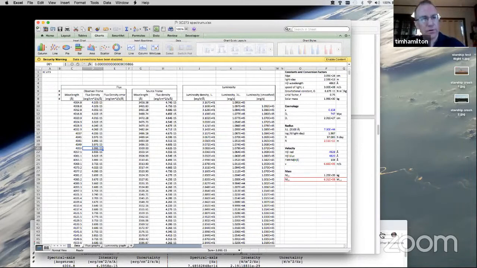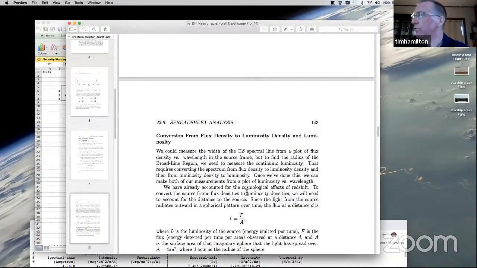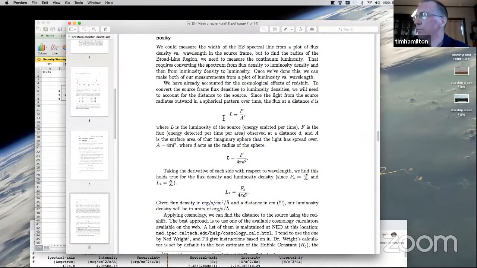And to get luminosity from flux, luminosity is the flux divided by the surface area that light is spread over. Or you can think of it in terms that the flux is the luminosity, the power, the wattage of that quasar spread out over the surface area of a sphere at whatever distance we are from the quasar. So if we're a distance d from it, then the sphere has a radius d, and the surface area of that sphere is 4 pi d squared. So the luminosity is the flux divided by 4 pi d squared.